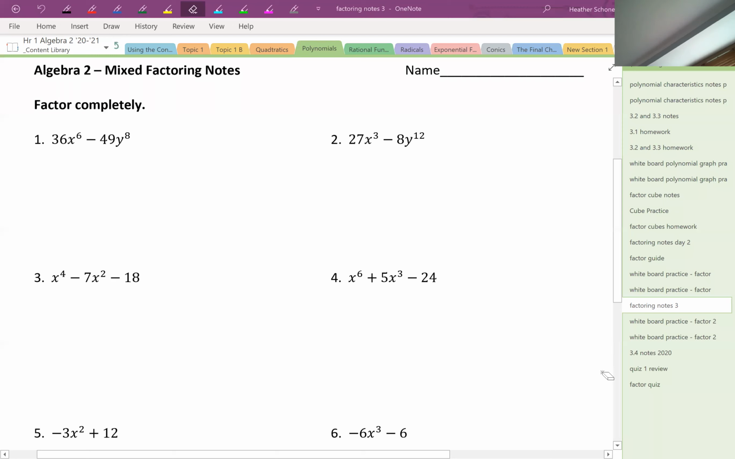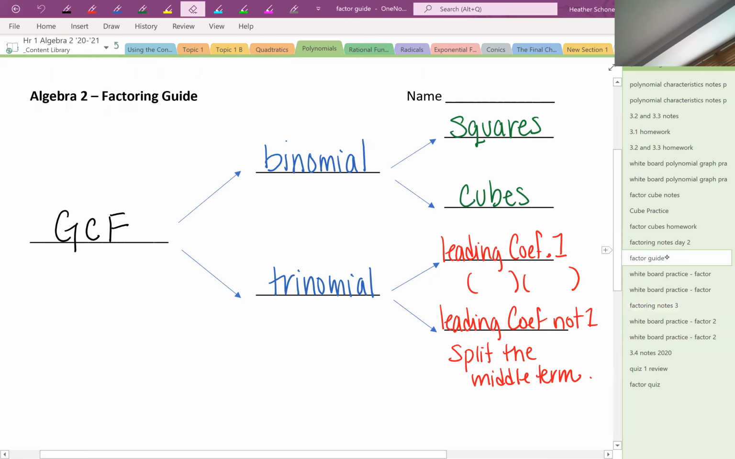Okay, this video is more on factoring and reviewing. As we're going to go through here, I can't split my screen, but I'm going to keep referring to this chart. The first thing we're going to look for is the greatest common factor. After we deal with that, we'll decide if it's a binomial or trinomial. If it's a binomial, we'll decide if it's square or cubes. And if it's trinomial, we'll decide if the leading coefficient's 1 or not 1. And based on that information, that is how we will know what to do.